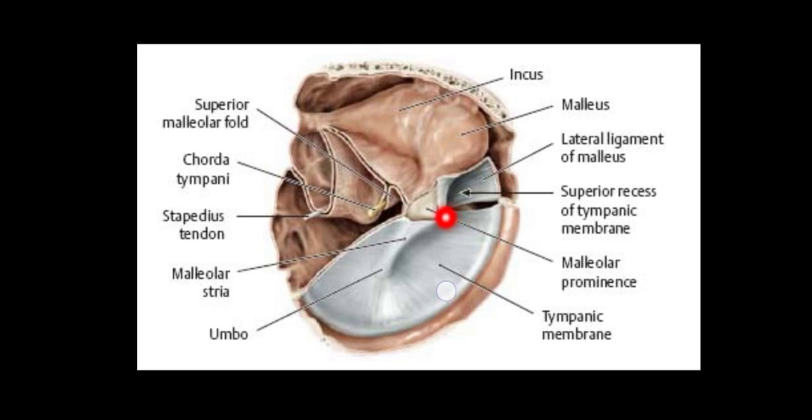This is the lateral process of malleus causing a prominence, and this is the tympanic membrane. The tip of the handle of malleus is called the umbo, from where the cone of light concentrates, called the cone of light.